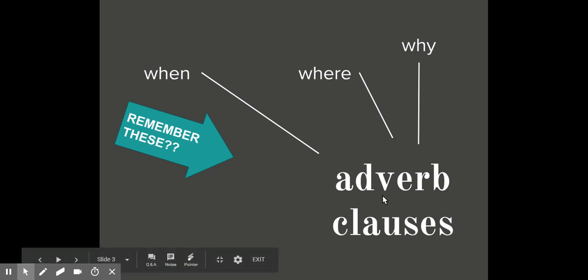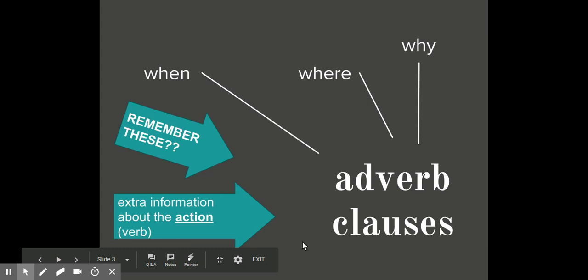So, a verb is our action, right? An adverb is a word that modifies or changes a verb, right? So an adverb clause is a clause that gives us extra information about the action. It modifies the verb, right? It tells us when, where, or why something happened. We focused mostly on when.